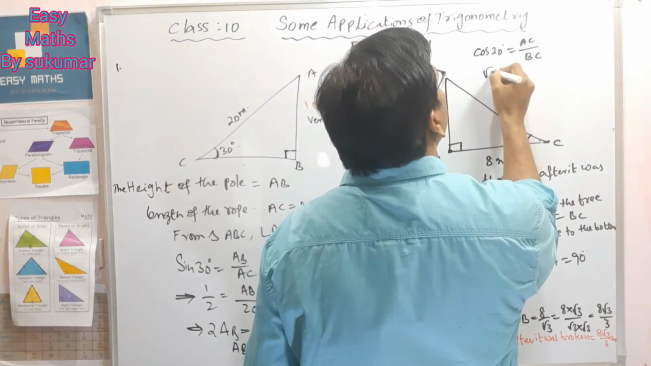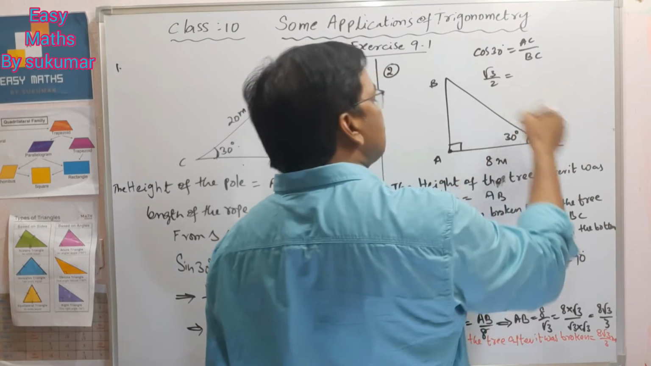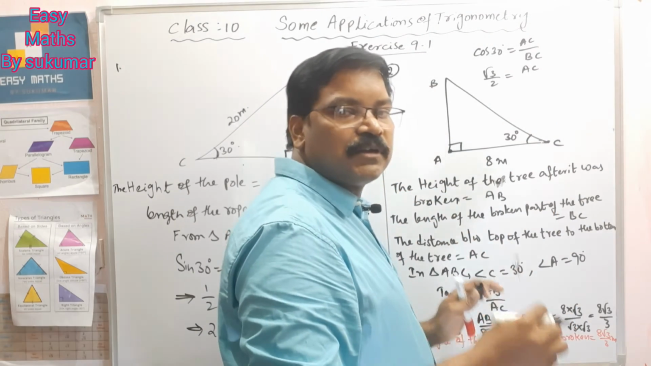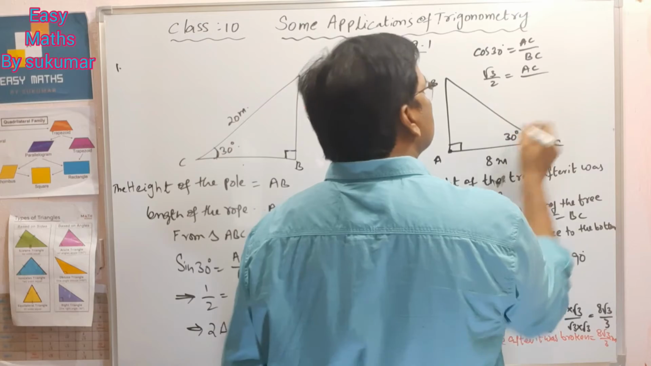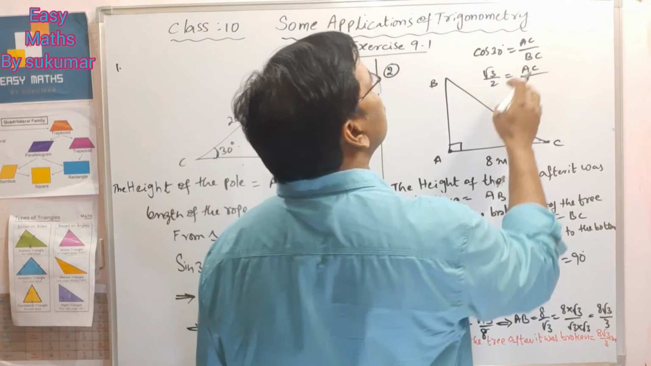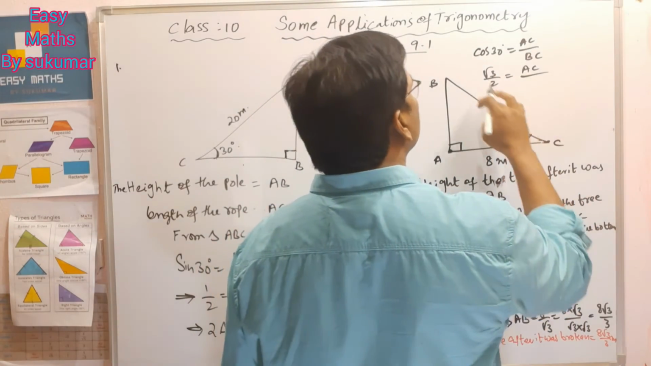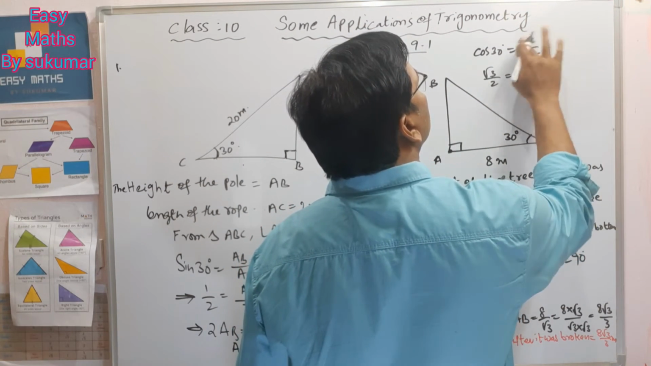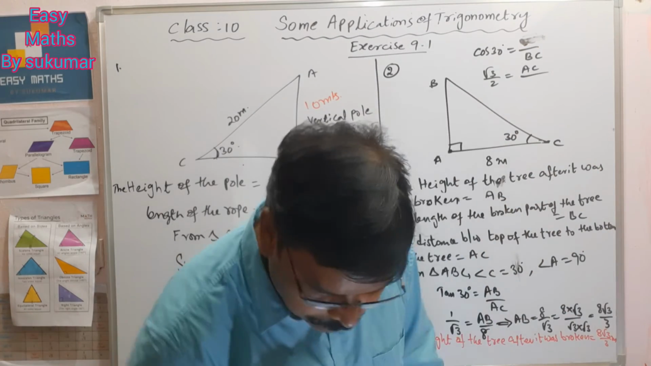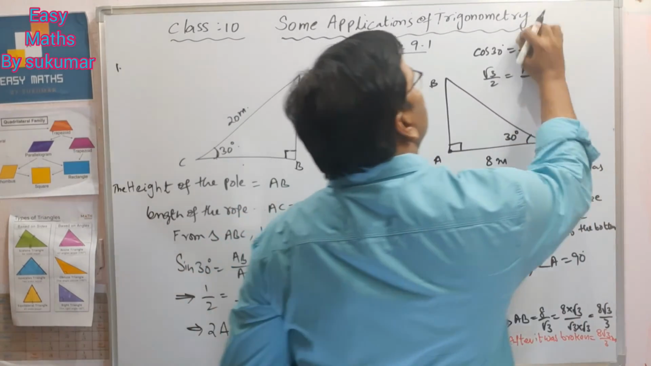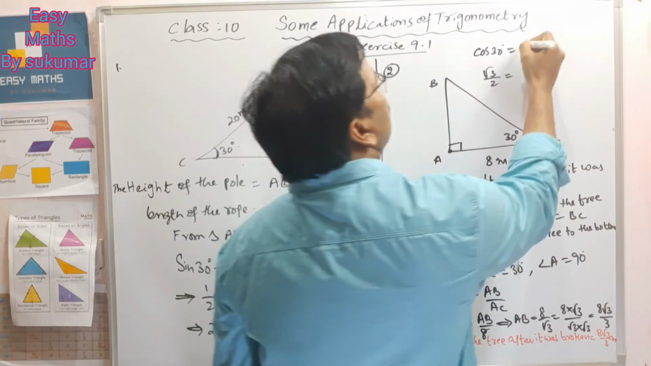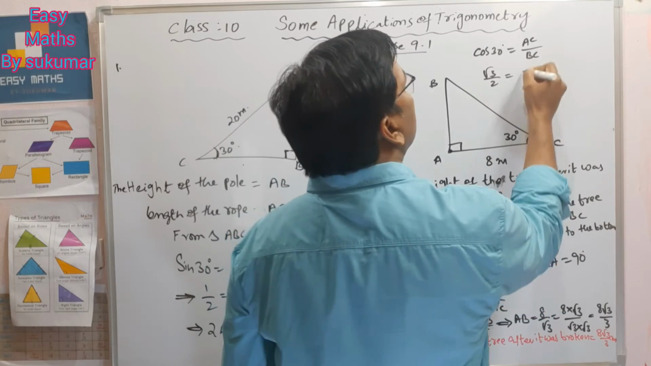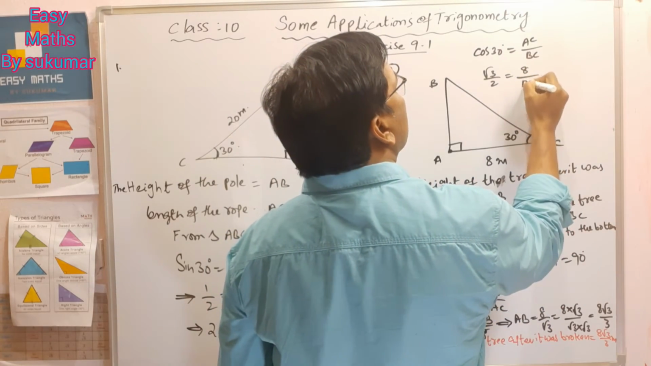Let us take root 3 by 2 is equal to AC is unknown. This is what? The length of the broken part of the tree. What is BC here? Sorry, I made a mistake here. It is BC, correct only my students. Cos means adjacent side by hypotenuse, AC by BC. So here AC is 8, BC is unknown, right?